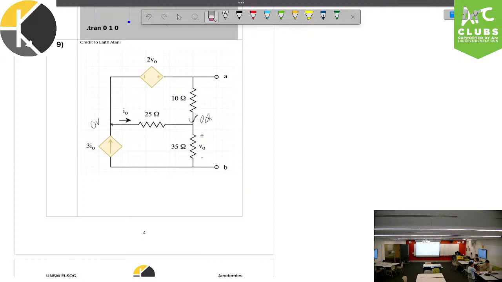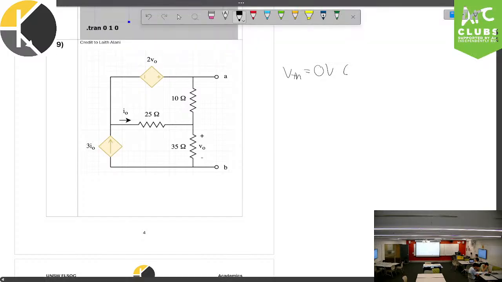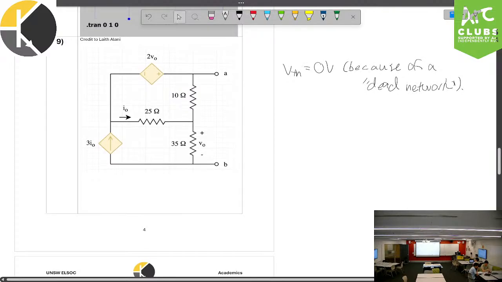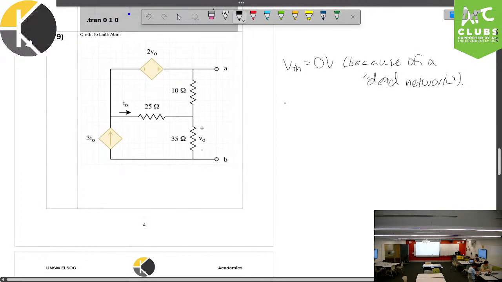We call this a dead network. And so as a result, VTH is very easy to derive. You can just say that VTH is equal to 0 volts because we have no power running through the circuit. And we can say that this is because of a dead network. Now RTH is a lot harder to find, so finding RTH.